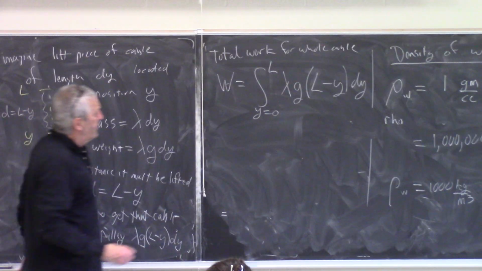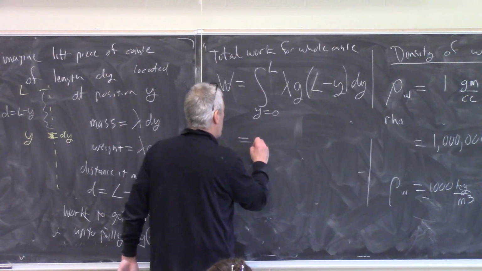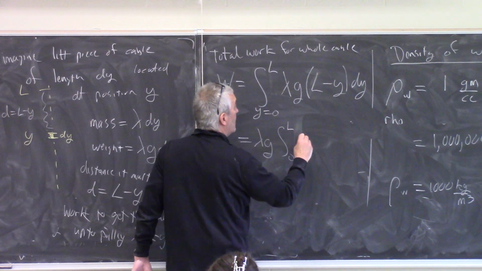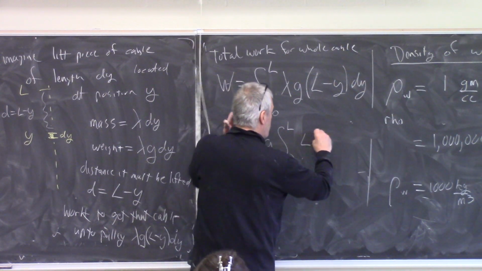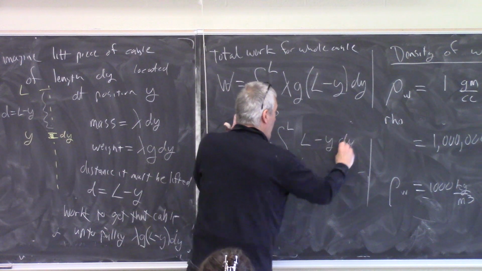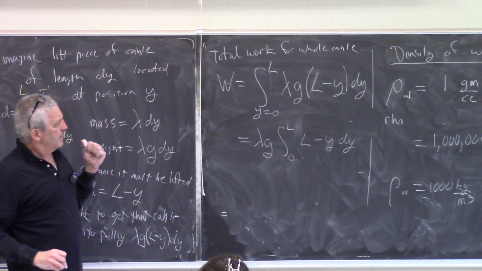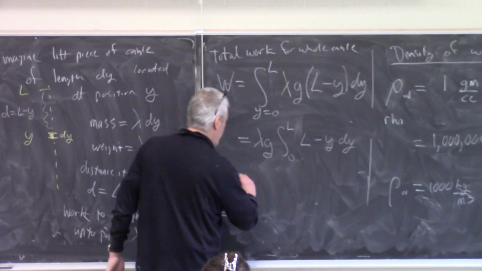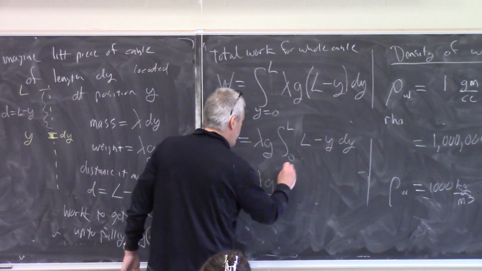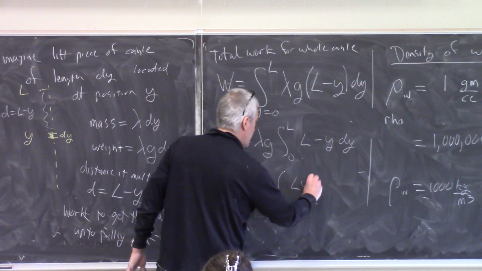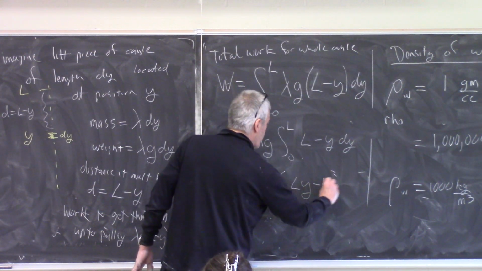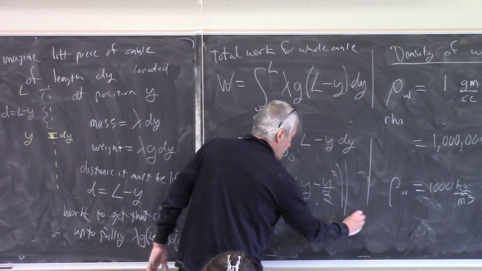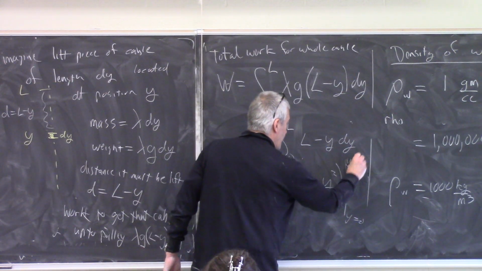So let's bring the lambda and the g out. Integral from 0 to L of L minus y dy. Now, L is a constant, y is a variable. So when I integrate this, I get lambda g times Ly minus y squared over 2, evaluated from y equals 0 to y equals L.